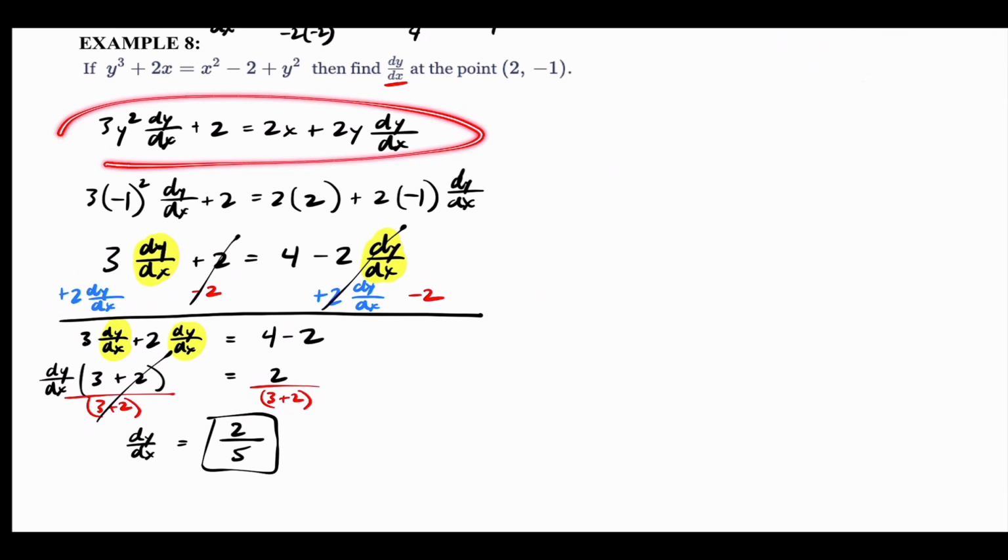So I could have solved this guy for dy dx. I could have subtracted 2 from both sides, subtracted 2y dy dx. I could have done all that first and then plugged in, or you can do what I did, which was plug in and then solve. It doesn't matter which one you do. You'll get the same answer. Those steps are interchangeable.